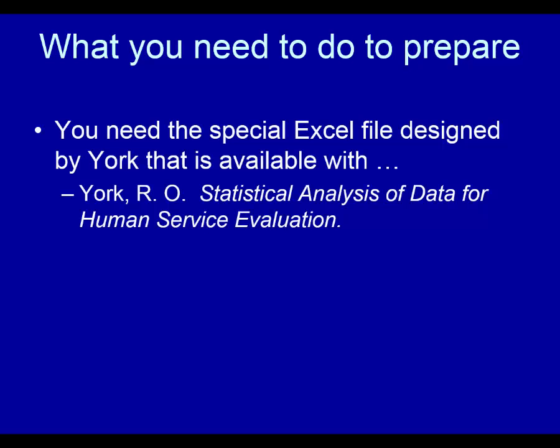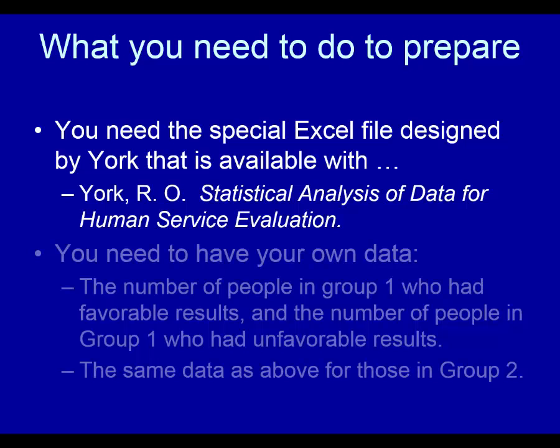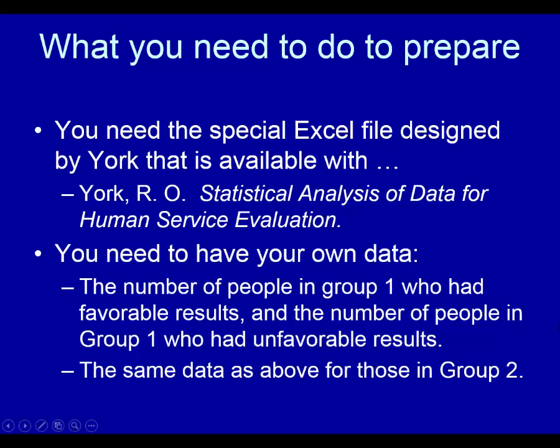What you need is this special file that comes with this particular book. You need your own data if you're going to use it. That is to say, you have the number of people in group 1 who had favorable results, and the number of people in group 1 who had unfavorable results. The same for group 2. In other words, for group 1, how many were favorable, how many were not. Group 2, how many favorable, how many not.